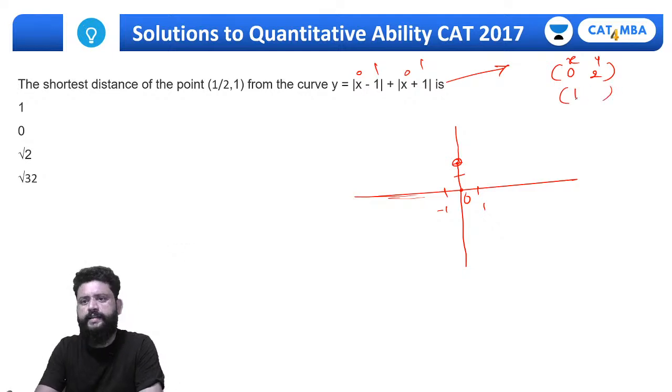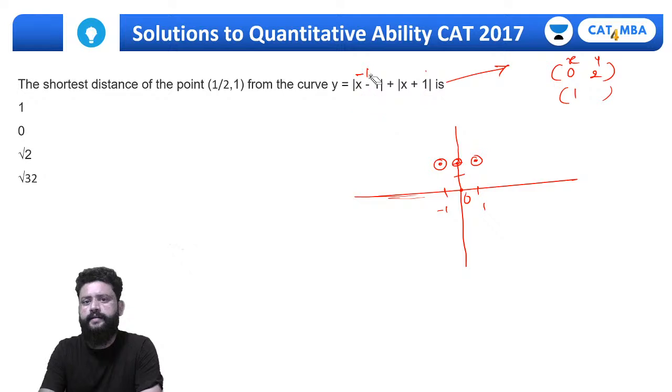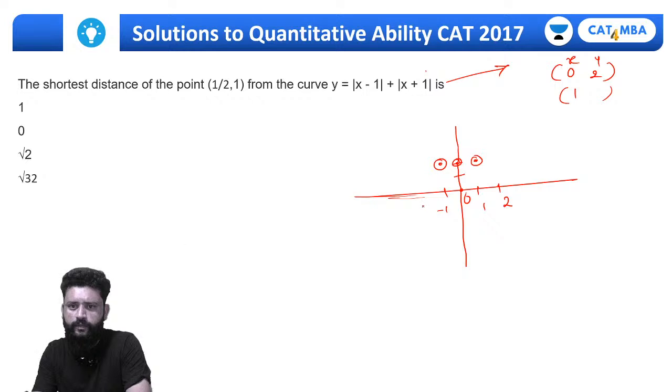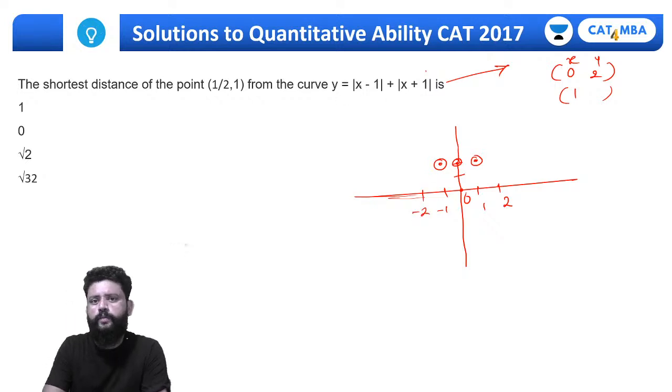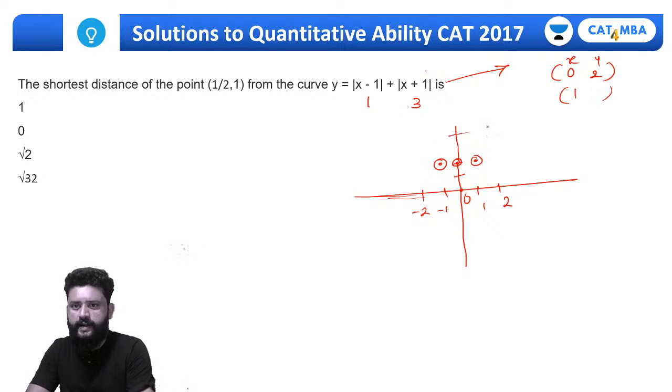Taking x as 1, let's try: 1 minus 1 is 0, then 1 plus 1 is 2. Again 2 came, so this will be a point on the graph. Even if you go for -1, this will be -2 and here 0 will come, so again the mod of -2 will be 2. So here also 2 is coming, right? Then if we go for 2 and -2: 2 minus 1 will be 1 and 2 plus 1 will be 3, 1 plus 3 will be 4. So now it is going upward, right? So this will be a point on this graph.